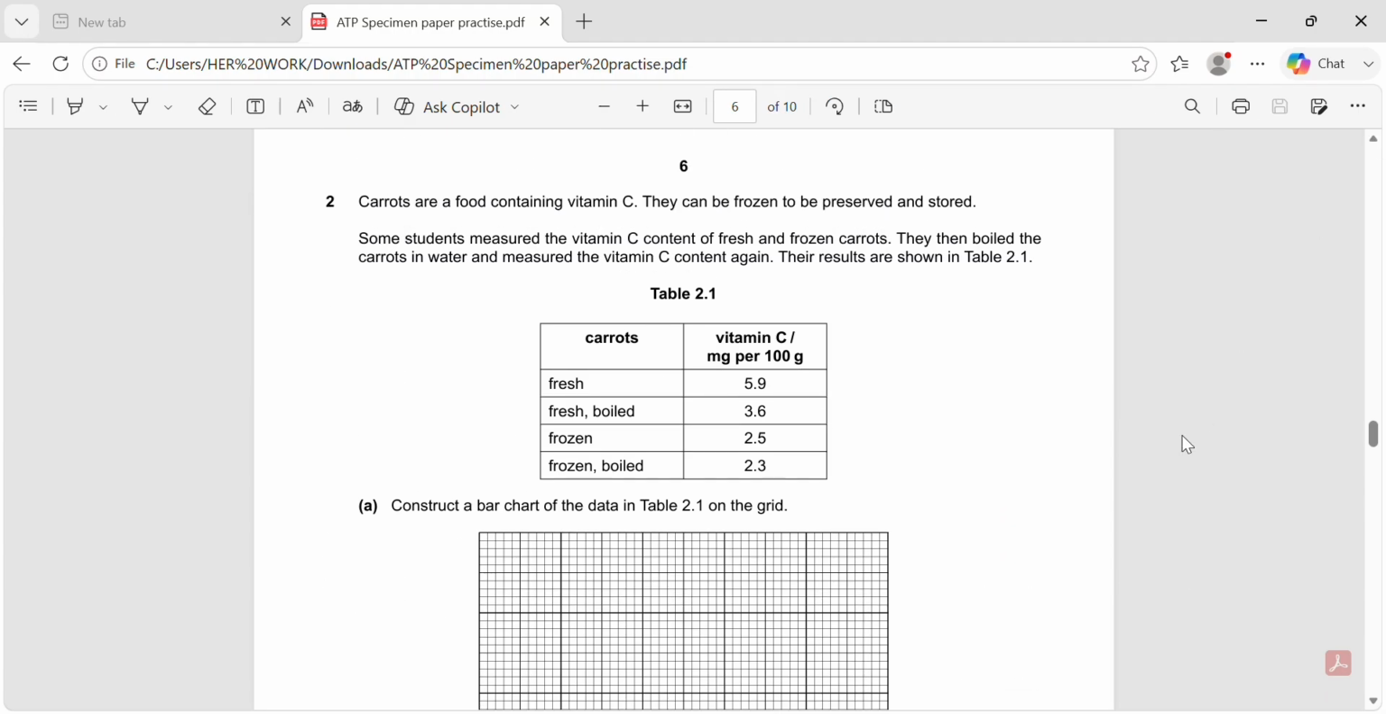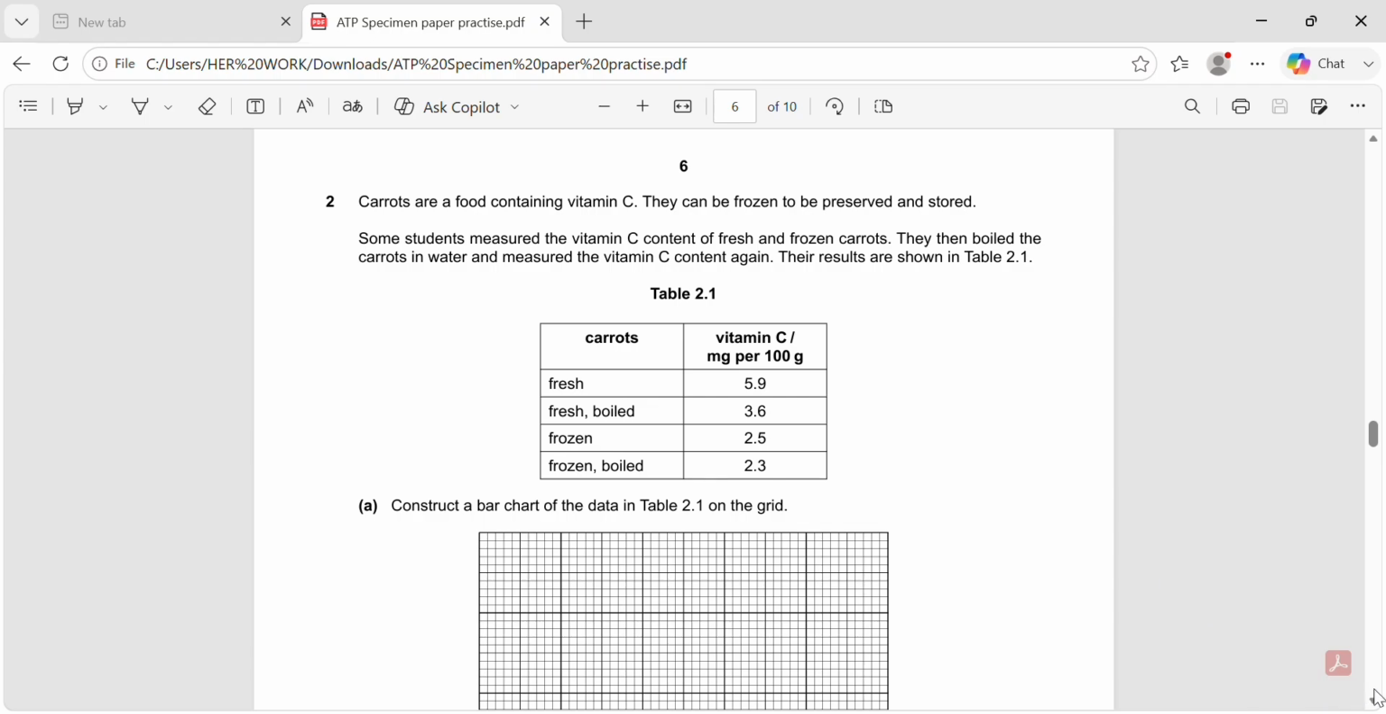Now let's move on to question 2. Now this is an analytical question based on data handling. It gives you a piece of information about the carrots and says, carrots are a food containing vitamin C. They can be frozen to be preserved and stored. Some students measured the vitamin C content of fresh and frozen carrots. They then boiled the carrots in water and measured the vitamin C content again. Their results are shown in table 2.1.